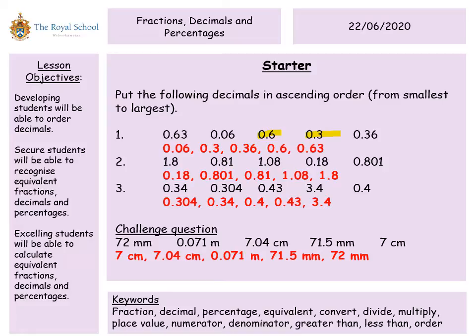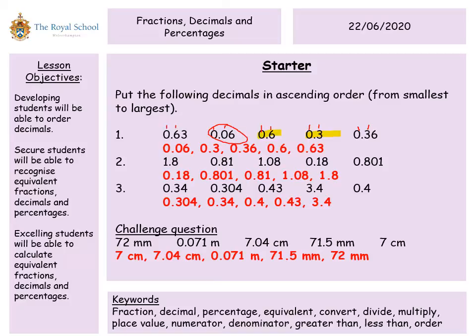Or the other method of ordering those decimals is to look at each place value in turn. All of our numbers start off with a first digit of 0, so in that sense, we can't tell which one is the smallest. So we then look at the first decimal place. This one has a 6, this one has a 0, this one has a 6, this one has a 3, this one has a 3 as well. So obviously the one with a 0 is our smallest number, and we could work our way up that way.